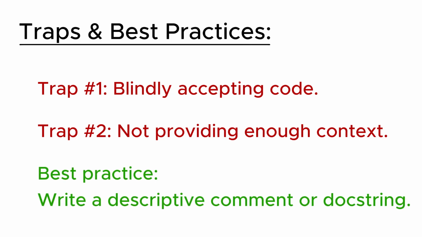Best practice, write a descriptive comment or docstring. This is your primary way of communicating with the AI. Another best practice is to understand the code it generates. This is still your code, and you need to be able to debug and maintain it.